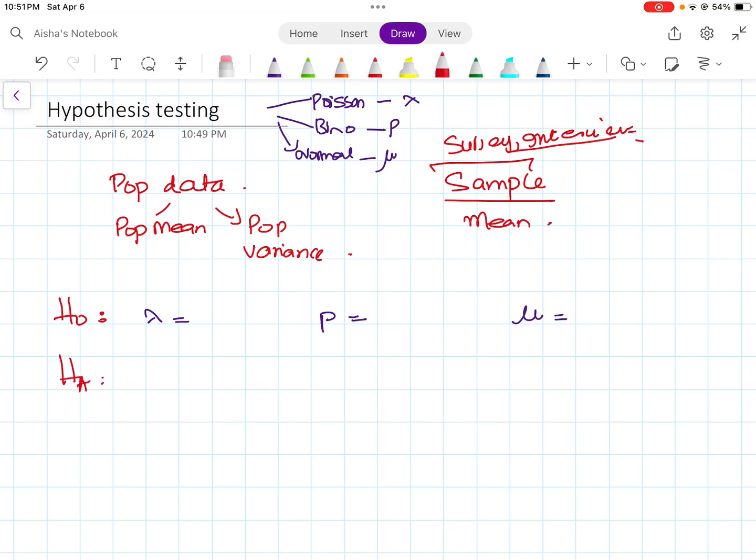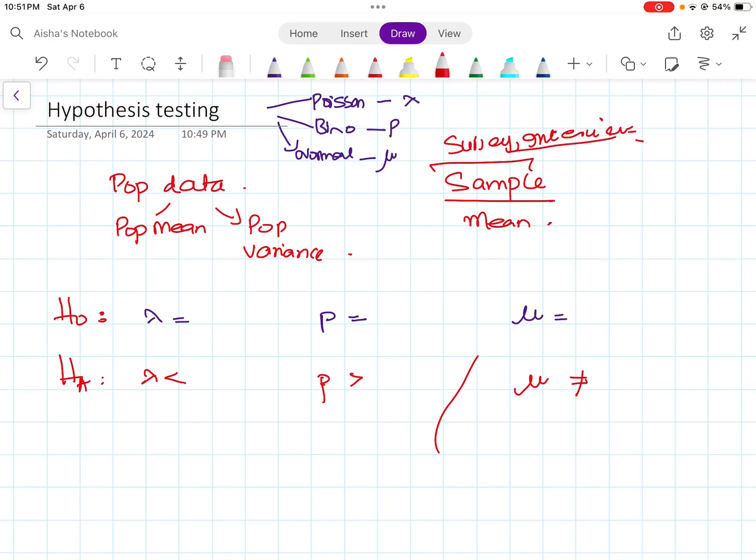You say that your mean has decreased. You say that your probability has increased, or you say that your mean has changed. So these are three different alternative hypotheses that you can say, and nothing else is possible. So changed means that it has either increased or decreased.